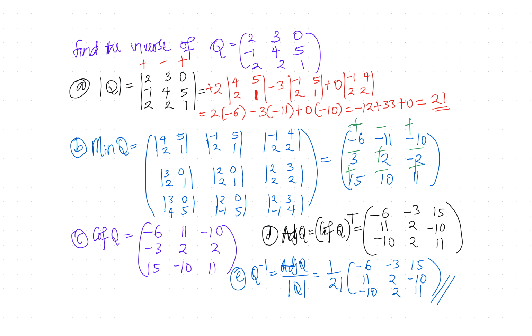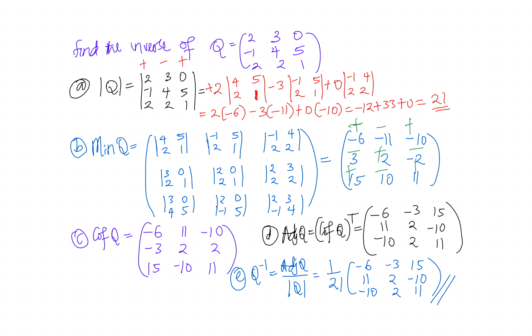So plus minus is minus 6. Minus minus, that's plus 11. Plus minus is minus 10. Minus 3, then plus 2. Then minus minus 2, that's why you have 2. Plus 15, that's 15. Minus 10, that's why you have this minus 10. Plus 11, that's why you have this 11. And by applying the signs, you have your cofactors of Q.